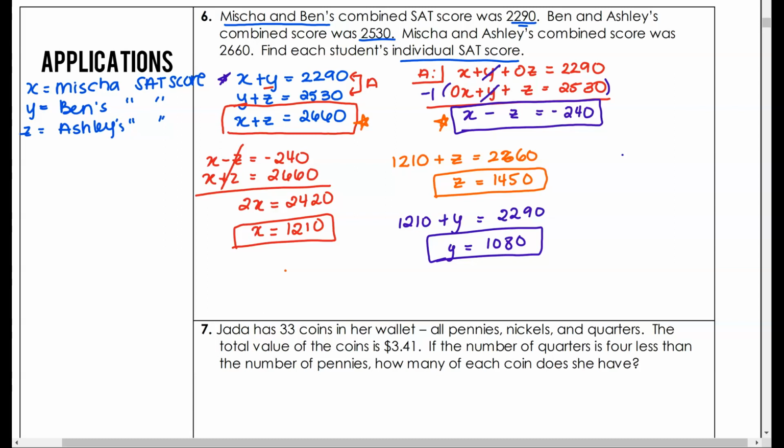So now, because this is an application problem, we want to make sure that we answer this application problem with words. So we would say the SAT scores are distributed as follows.